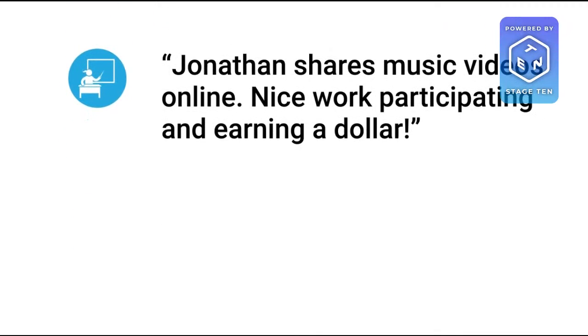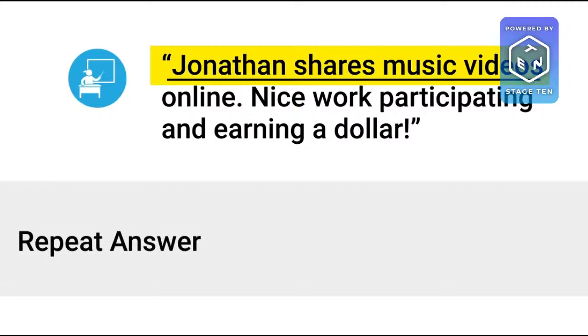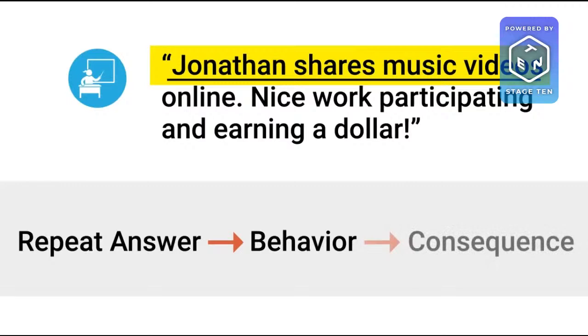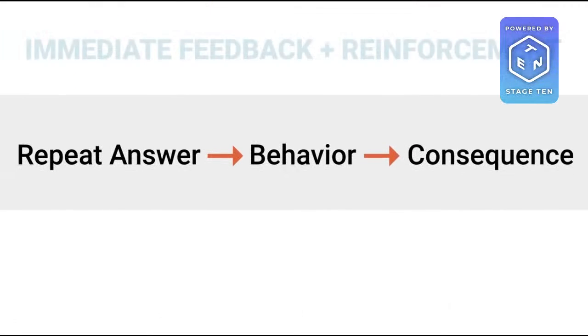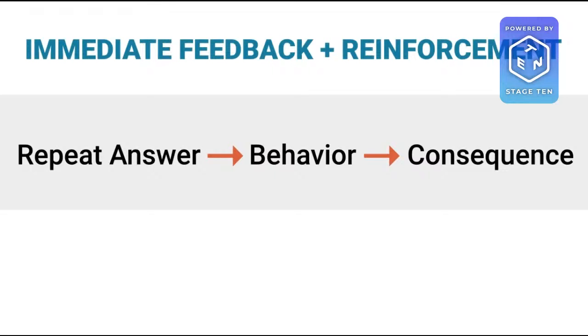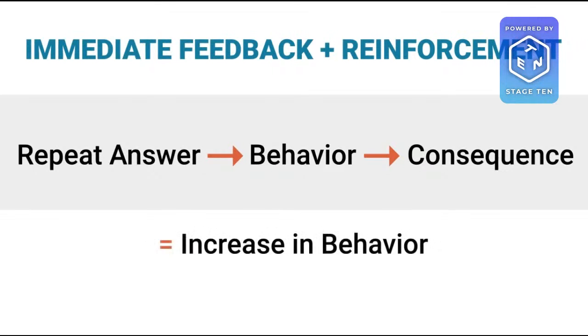Now let's break down the formula that our Digitability teachers use to implement this best practice. First, the teacher will repeat the student's answer. Then, the teacher describes the behavior. And finally, they will deliver the consequence. When this strategy is implemented consistently, our classroom teachers see an increase in a variety of pro-social behaviors. This strategy can be used throughout the entire school day by teachers, support staff, therapists, and also at home by families. Let's watch a Digitability teacher using this practice in an autism support classroom setting.